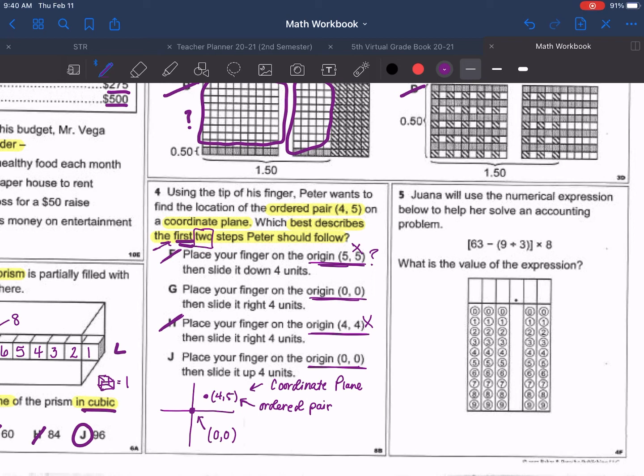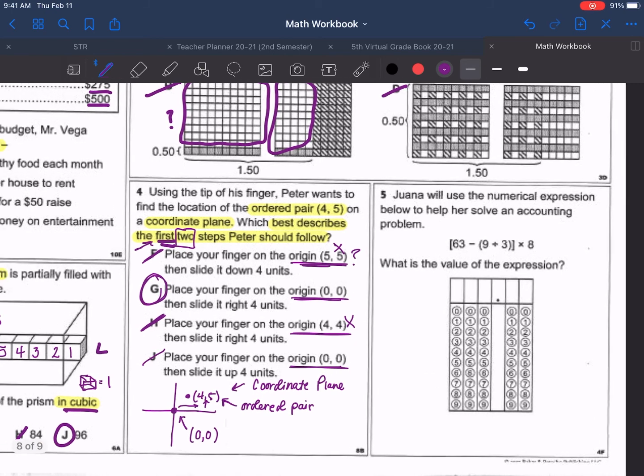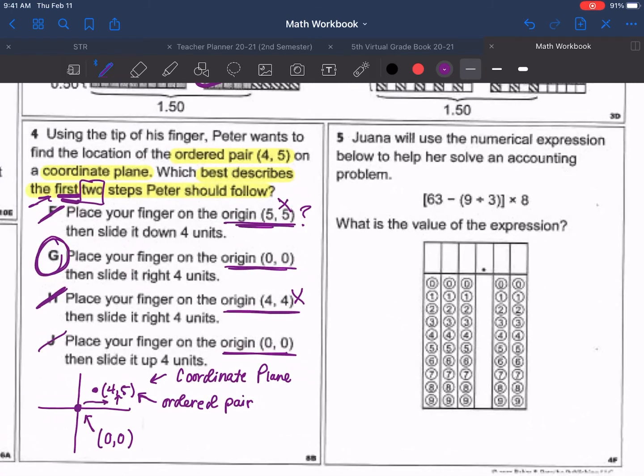When you are on a coordinate plane, you always start from the origin. And you always go to the right first, and then you go up. So let's look at which answer choice matches that. G says place your finger on the origin and then slide it right. J said to slide it up. So our answer is G. Remember, guys, you're not going to know that one right off the bat because I have not taught it to you yet. That was just a sneak preview of what you're going to be learning soon.